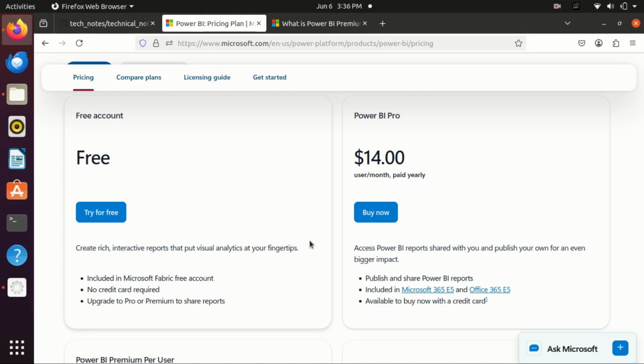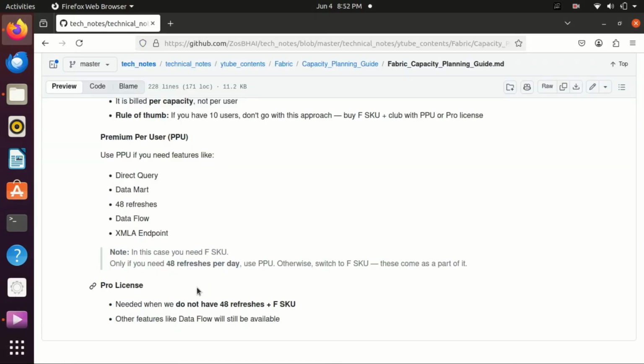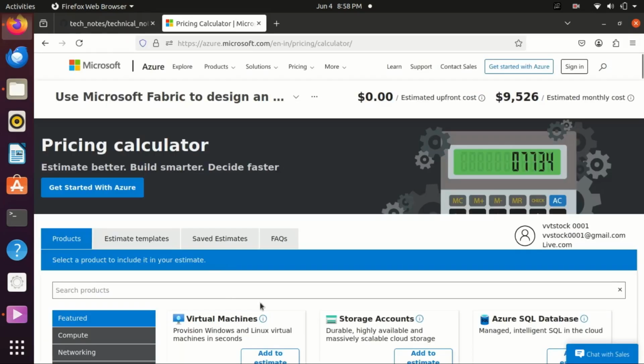So in the project which I work on, we use an F256 with the Pro licensing. That is a pattern that we follow in our organization. Again, PPU licensing is needed only when advanced capabilities are required.